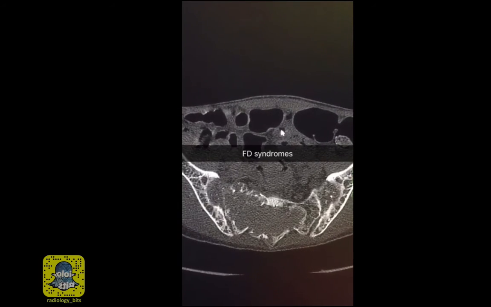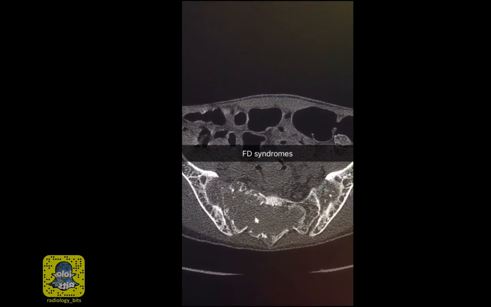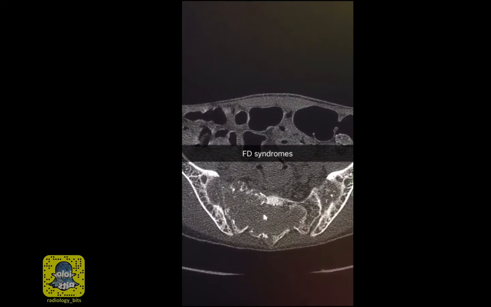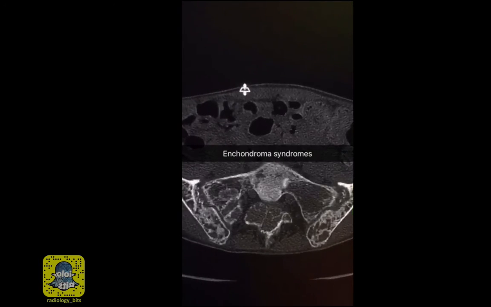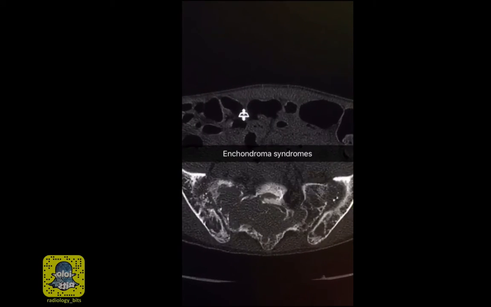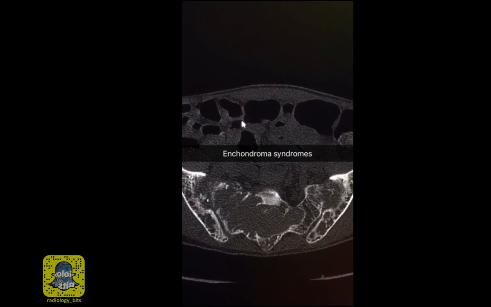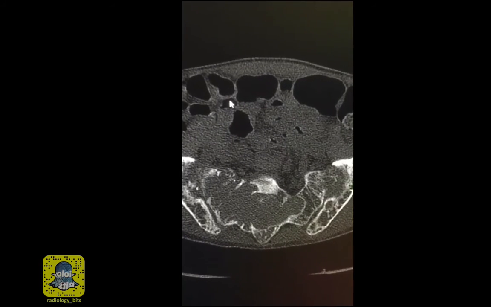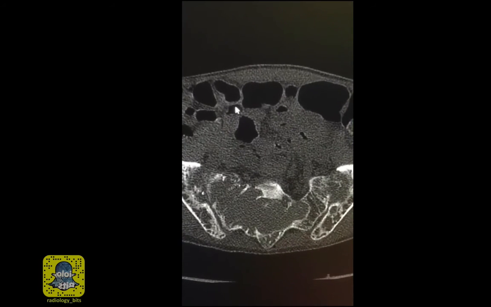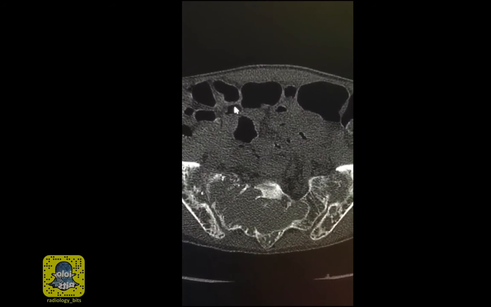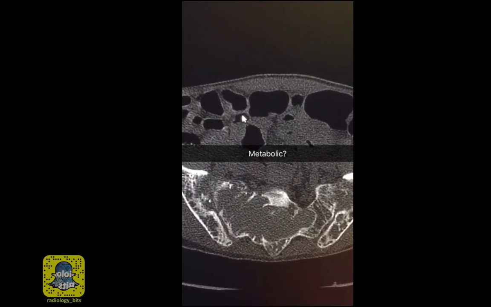Syndromes that involve fibrous dysplasia might give you something that looks similar. However, this does not explain the whole picture here. Syndromes with multiple enchondromas or enchondromatosis would also not look like this. Fibrous dysplasia and enchondromas deserve a discussion of their own, so we'll leave that for a different clip. Now we're left with the metabolic question.